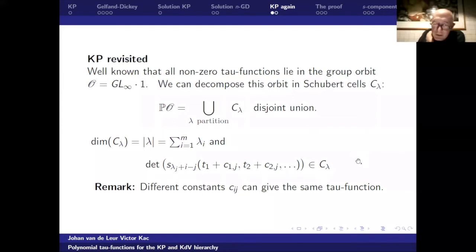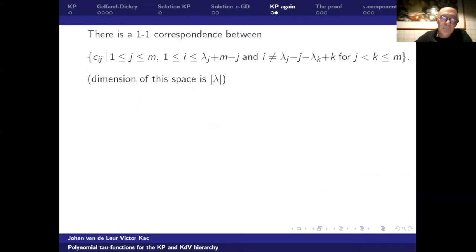Okay. So these are more or less all the possibilities in this KP case. And in fact, you can even show a one-to-one correspondence. There is a set of all these constants C_ij, where j runs from 1 to m, and the i's lie between certain numbers given by these lambda j's, and certain cases should not appear. If you count the dimension of this space, it is exactly lambda. And there is a one-to-one correspondence between this set and all the possible tau functions.